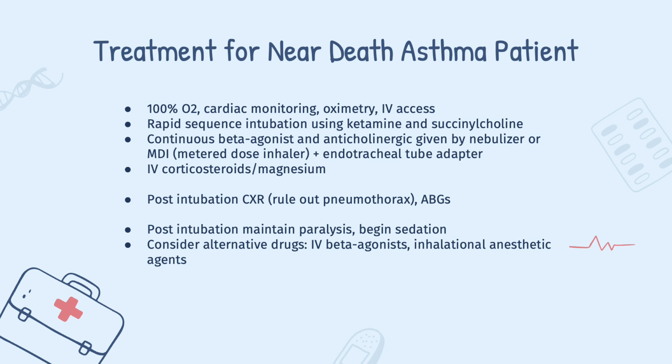So we want to rule out a pneumothorax as well as check tube placement, getting ABGs, and then think about the post-intubation care: maintaining paralysis and keeping them sedated. Consider alternative drugs such as IV beta agonists and inhaled anesthetic agents as well.